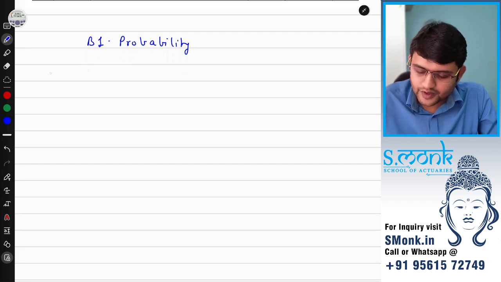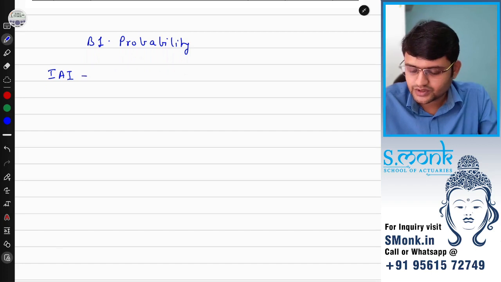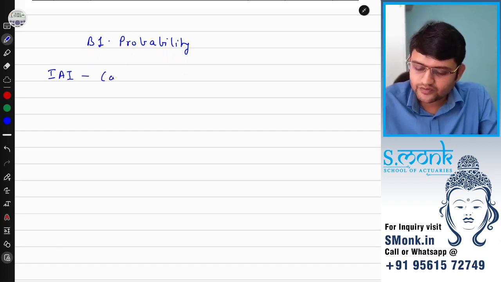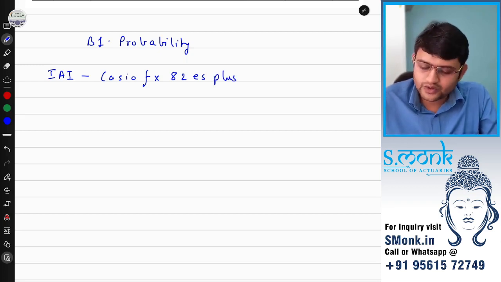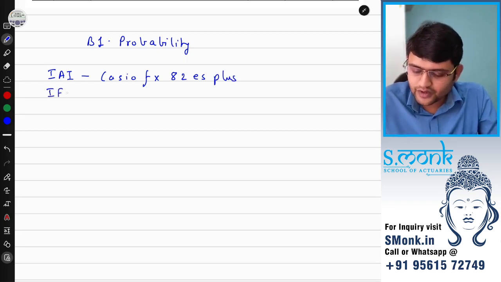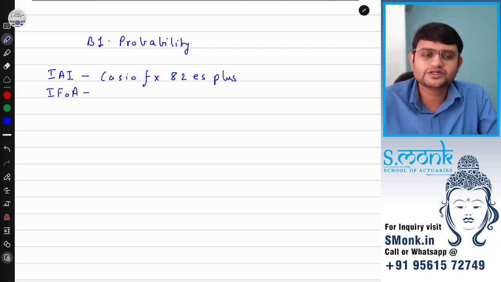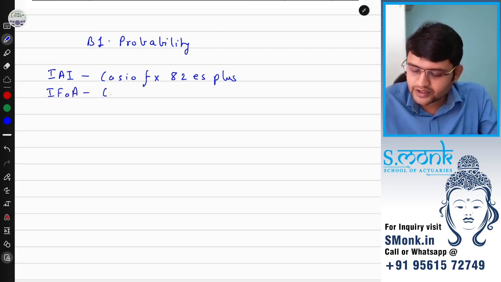Okay, so if you are giving the examination from IAI, that is the Indian Institute, then the calculator that you would require is Casio FX 82ES Plus. Now if you are going to give the examination from IFOA, that is the UK Institute, then the calculator that we use is Casio FX 991 ES Plus.